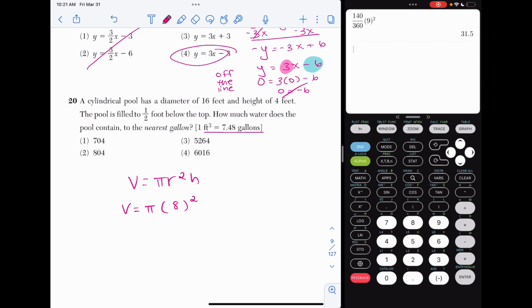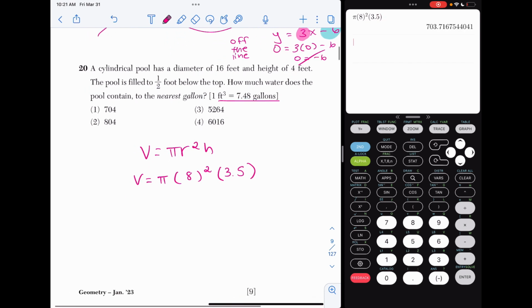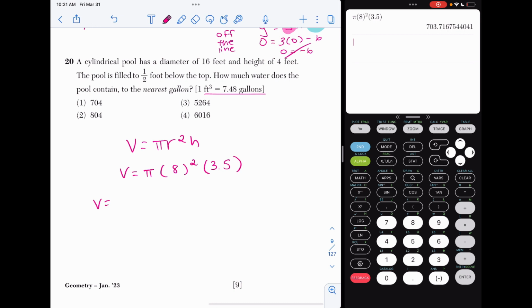And the height is not 4 because it's only filled 3.5 feet high. So I'm going to plug in 3.5 there. And let's just put this in our calculator. So I have pi, 8 squared, times 3.5. And so I know that the volume of the pool with all of the water is 703 point, and all of these decimals, we want to copy all of them. We only round our answer at the end of a question. I'm not at the end yet, so let's leave that.